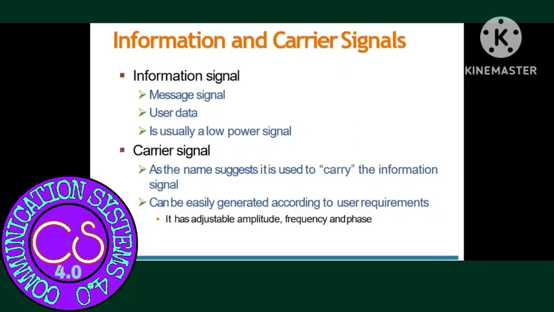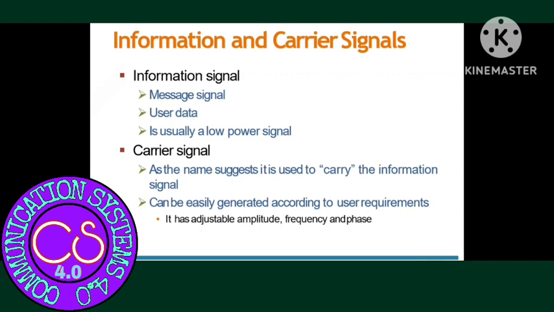So first of all, basic terminology, basic taxonomy of the words should be clear for every student. First is the information signal. That is a very important signal that is going to be modulated, and the other is a carrier signal. The information signal can be called a message signal, maybe user data, maybe a baseband signal, maybe a low frequency, low power signal. It is usually a low power signal.